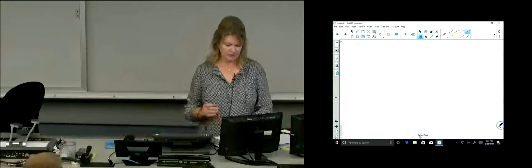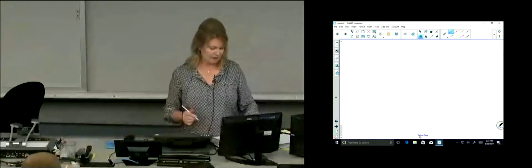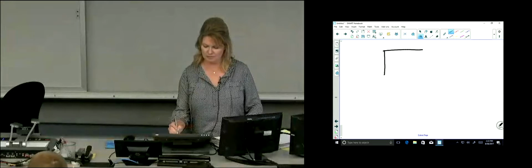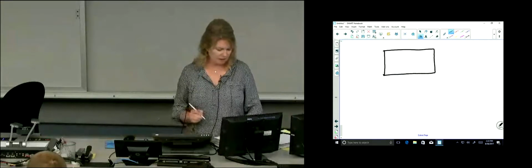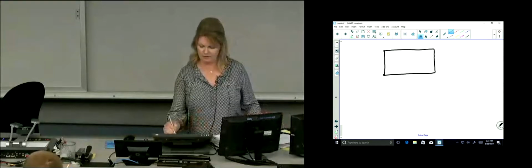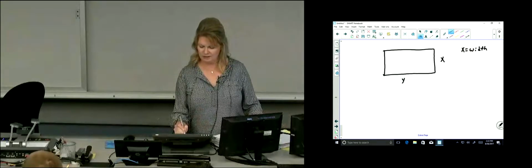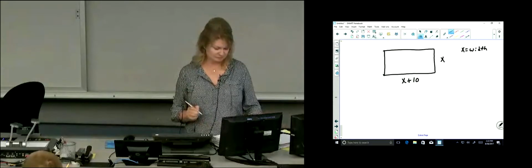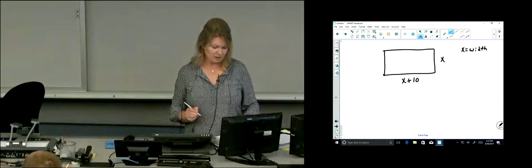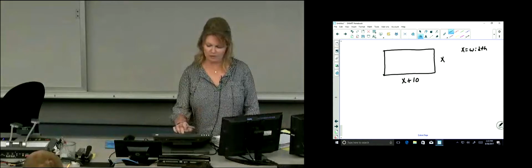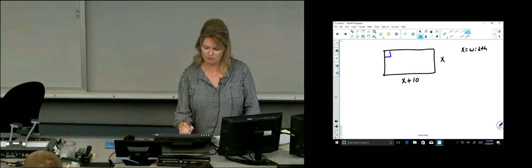With the next one, I'm just going to set it up for us. This is also a common one that you see in this course. It says a rectangular piece of metal. So draw your rectangle. A rectangular piece of metal is 10 inches longer than it is wide. So I'm going to let x be its width. So the length is going to have to be x plus 10. Squares with sides 2 inches long are cut from the corners. So they come to each corner and they cut out this 2 by 2 square.